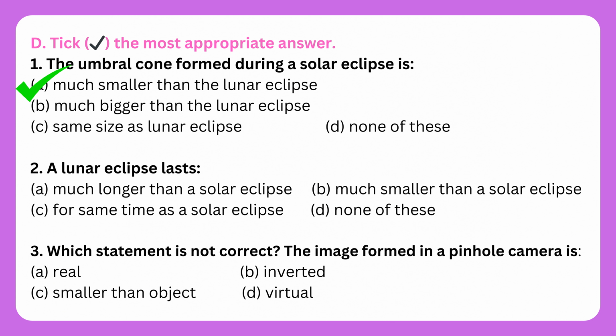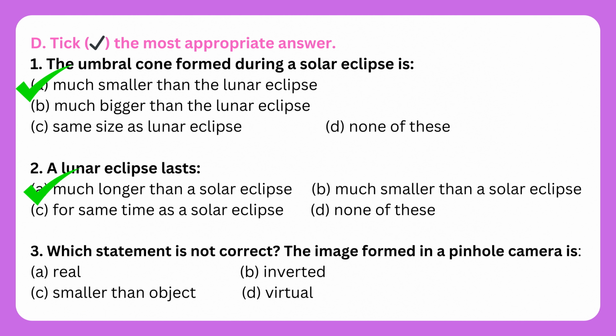2. A lunar eclipse lasts: A. Much longer than a solar eclipse. B. Much smaller than a solar eclipse. C. For same time as a solar eclipse. D. None of these. Answer: A. Much longer than a solar eclipse.